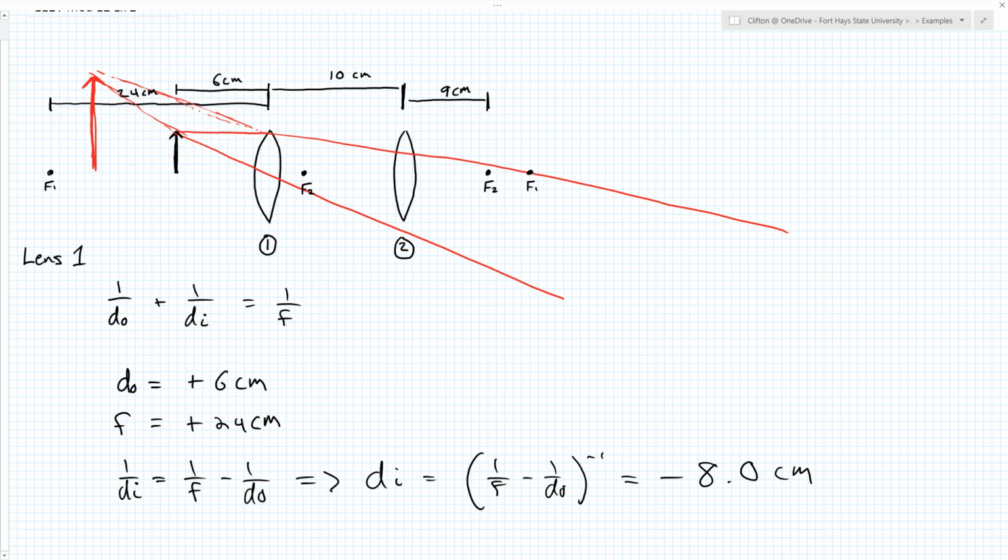Now what we need to do is figure out this image can be treated as an object for this lens. Where is the image formed by that lens going to be? And we could draw another ray diagram here if we wanted to. And we see that the image, well, let me refer to this as the object now. We see that the object is outside of the focal length, so we expect the image formed by lens 2 to be behind that lens. So let's just do the calculations.